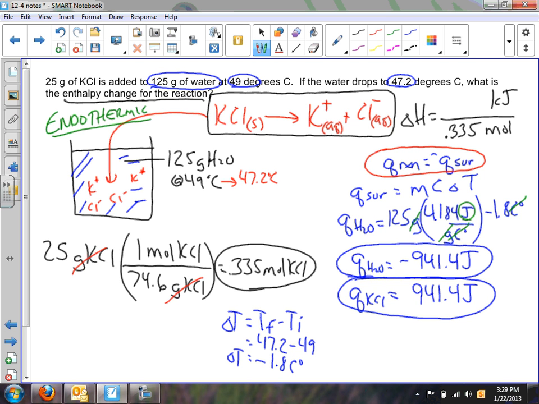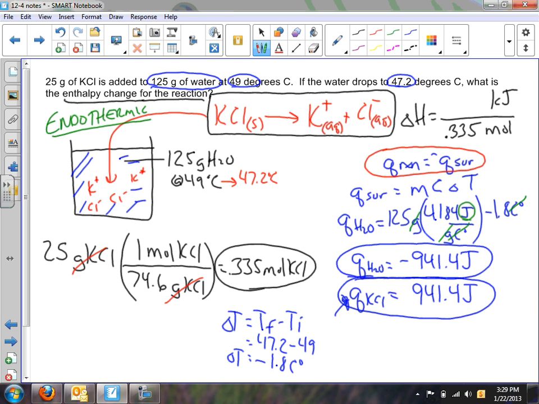Now why is that? Well, if water absorbs energy, then the reaction must have lost it. In this case, the water gave up heat because it got colder, so the reaction absorbed it. But if one loses energy, the other would have to gain the same amount. So I've now figured out the Q of my reaction, KCl, is this.